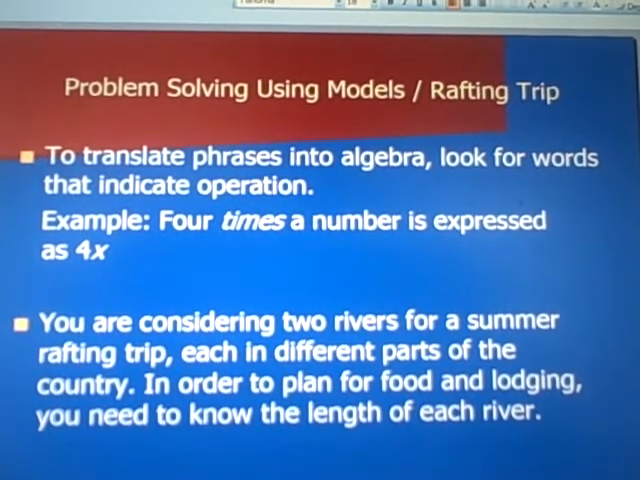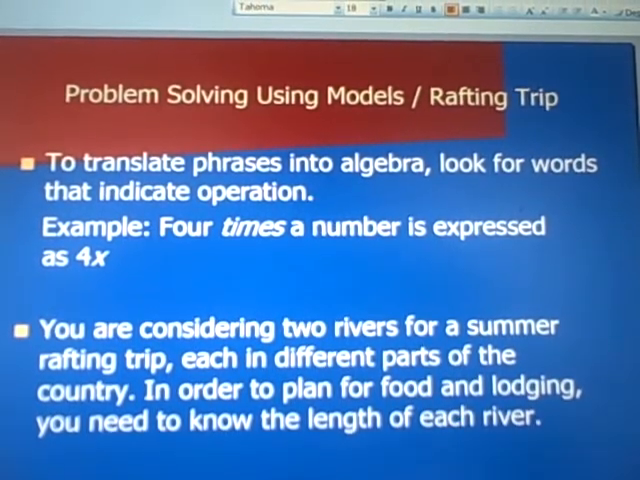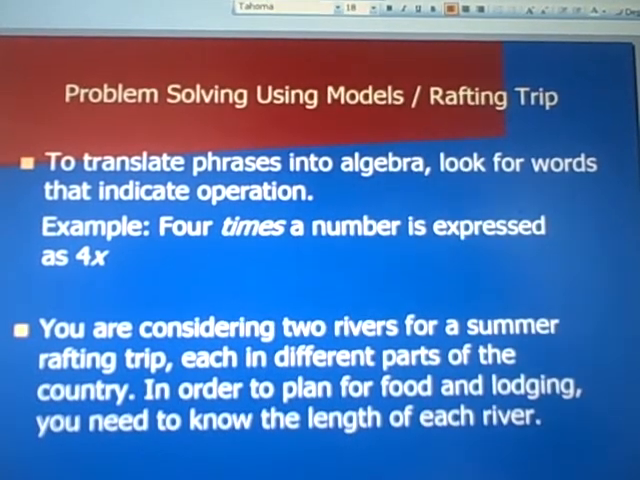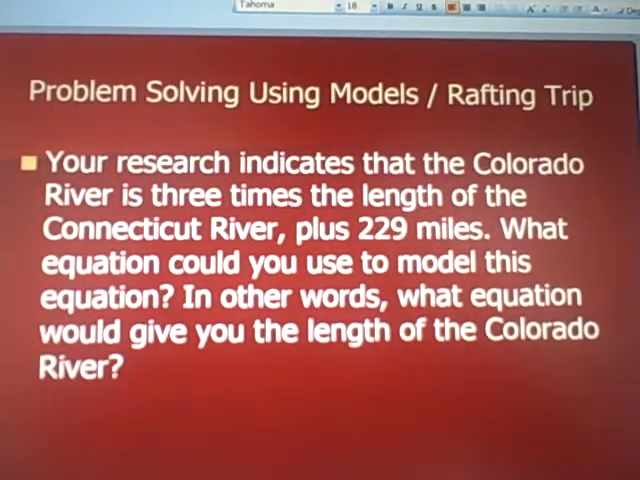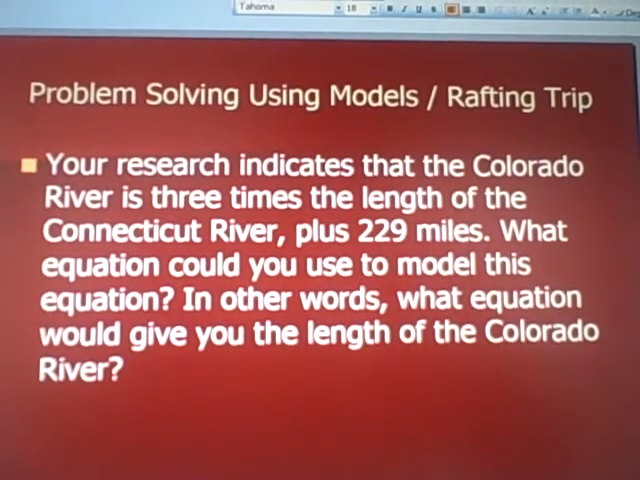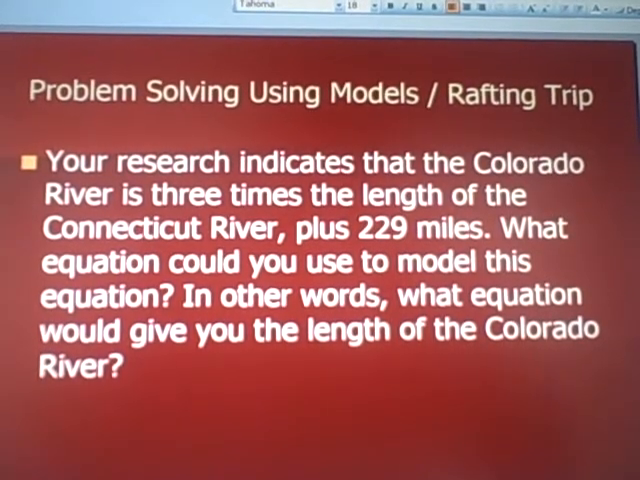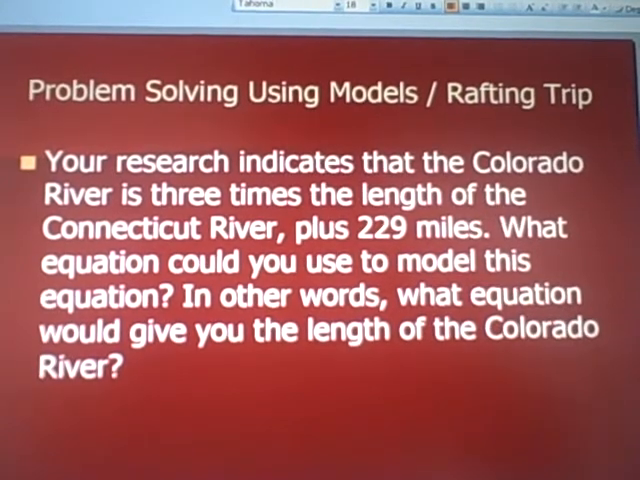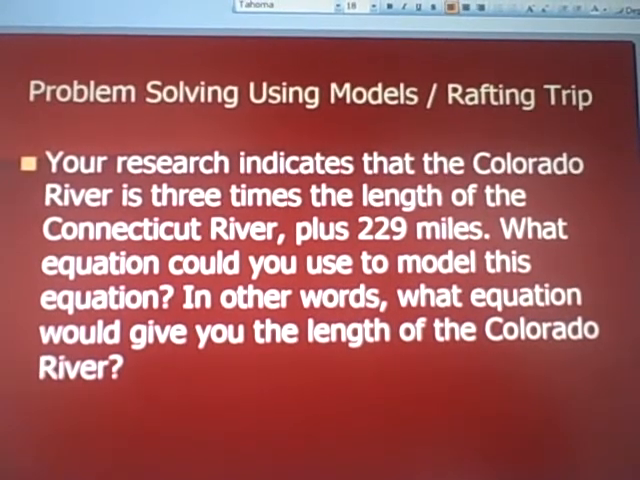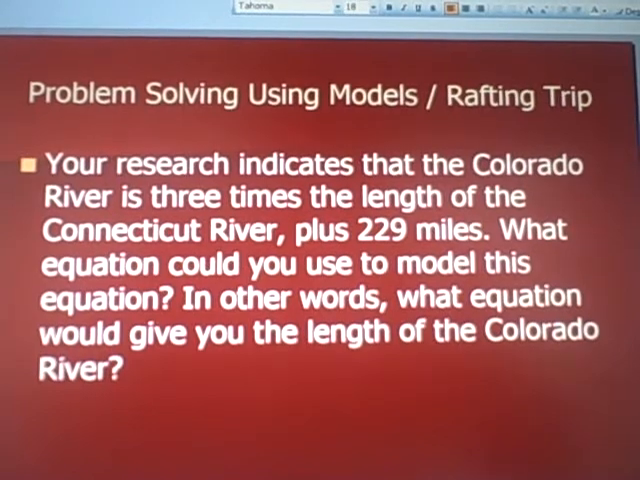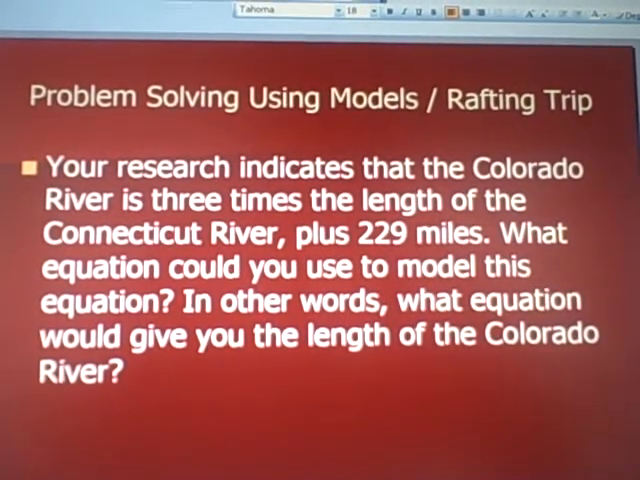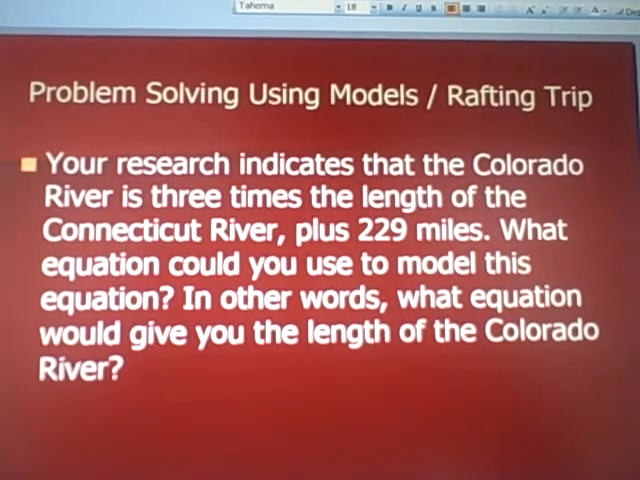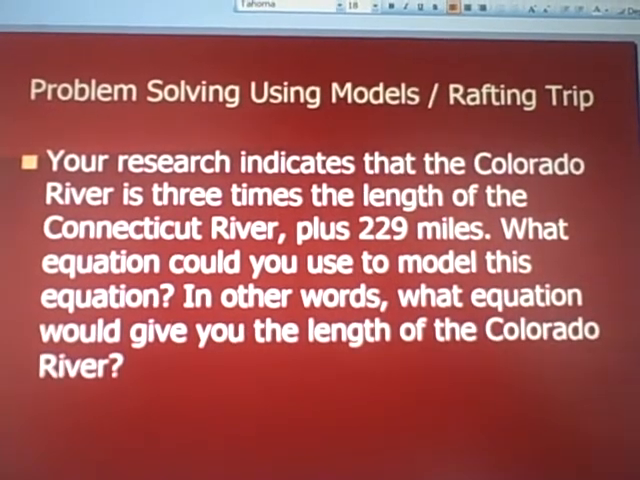You're considering 2 rivers for a summer rafting trip, each in different parts of the country. In order to plan for food and lodging, you need to know the length in miles of each river. Your research indicates that the Colorado River is 3 times the length of the Connecticut River, plus 229 miles. What equation would you use to model this situation? In other words, what equation would give you the length of the Colorado River, knowing how it compares with the Connecticut River?